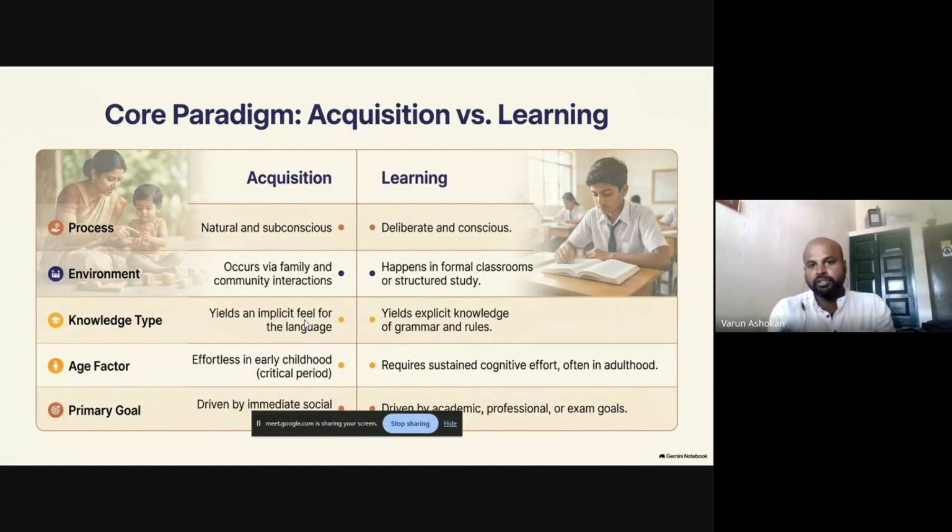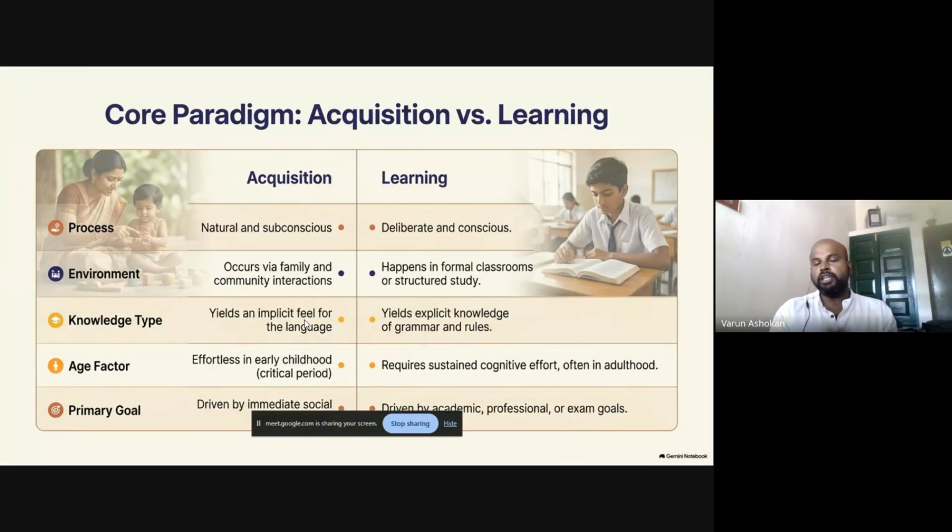Particularly, I am speaking about L2. The primary goal for acquisition is to put the language to use, driven by the child learning through the immediate social environment. Then for learning, the primary goal for learning a language is to be academic, professional, and to clear some exams. Some of them have some ambition.